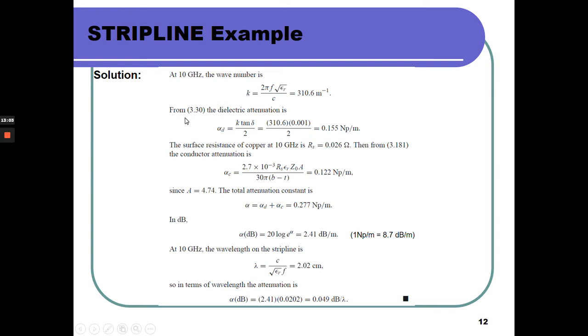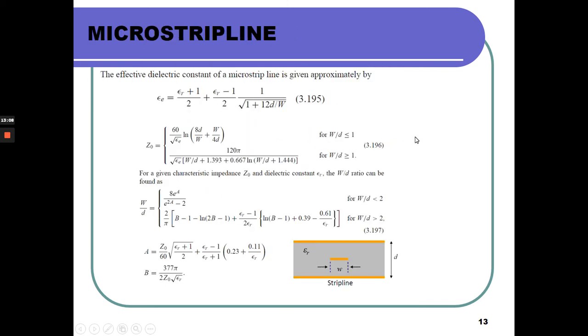So now we move on to another segment, which is microstrip line approximations. It is a little different from the strip line, where you need to find one extra element, which is called the effective dielectric constant. So epsilon r will be given. From there you need to find the effective dielectric constant, if W and D are given, or the ratio between them is given.